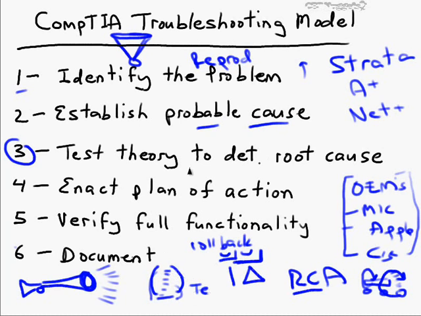Once you determine the root cause, the next step, the fourth step in the troubleshooting model, is to enact a plan of action. How will you actually resolve the problem now that you've identified it, you've used your testing method, you've come up with a fix? It's time to actually implement that and see what happens.